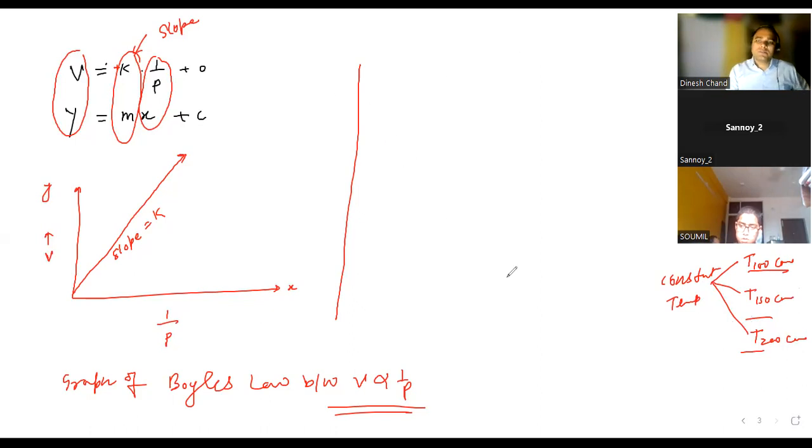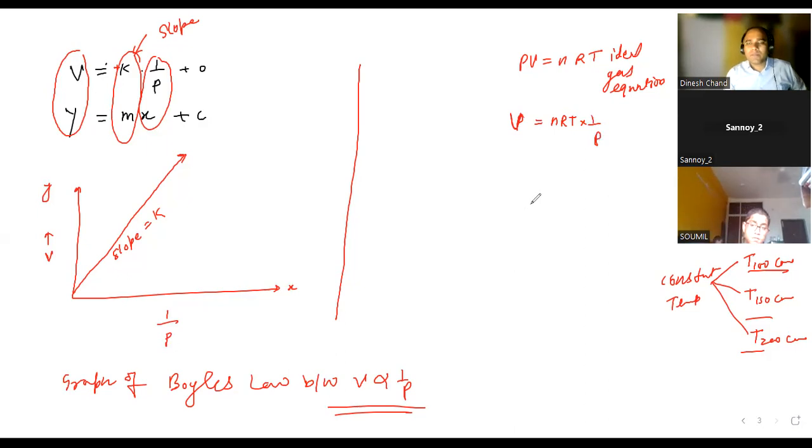Now here you see, PV is equal to nRT. This is the ideal gas equation, which you can easily memorize. So V is equal to nRT into 1 by P. Now by seeing this, what will you say? V proportional to T. Yes or no?